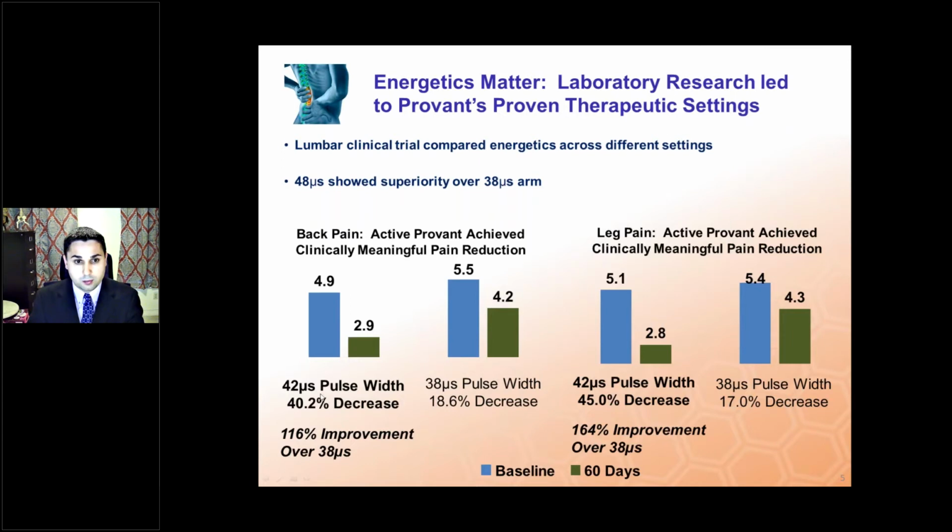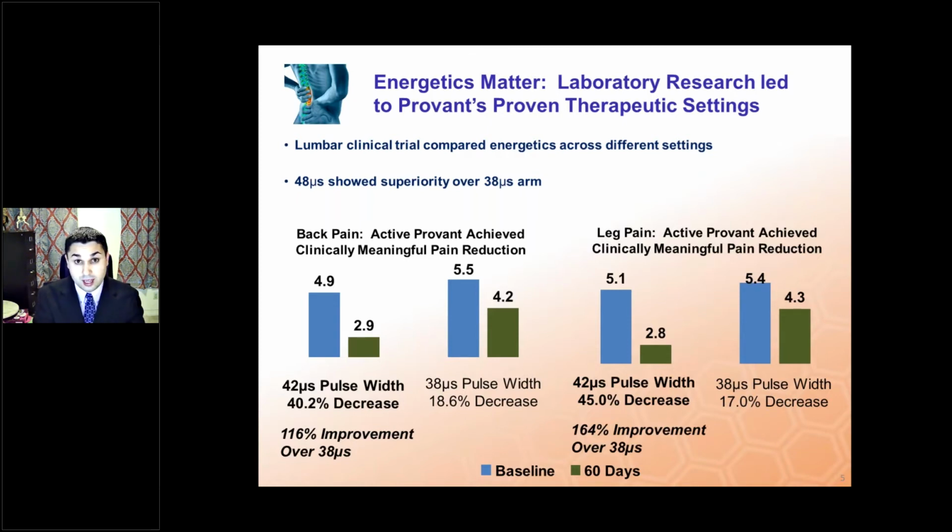So going at 42 microseconds, the average pain scores went from 4.9 to 2.9, as opposed to just 38 microseconds in width. And the same thing applied in the leg pain. You can see in these graphs that there was a superiority using 42 microseconds over 38 after a 60-day trial. So energetics have some influence on it.